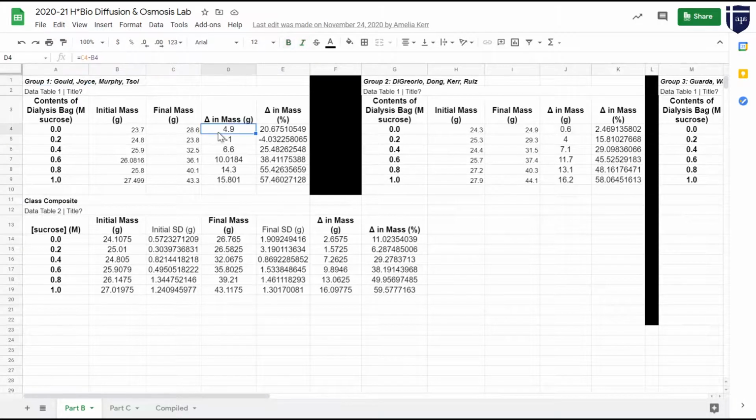It automatically calculated any change in mass using simple formulas, C4 minus B4. Then the change in mass in percent was calculated by looking at that change in mass versus the initial. These numbers are highly useful.